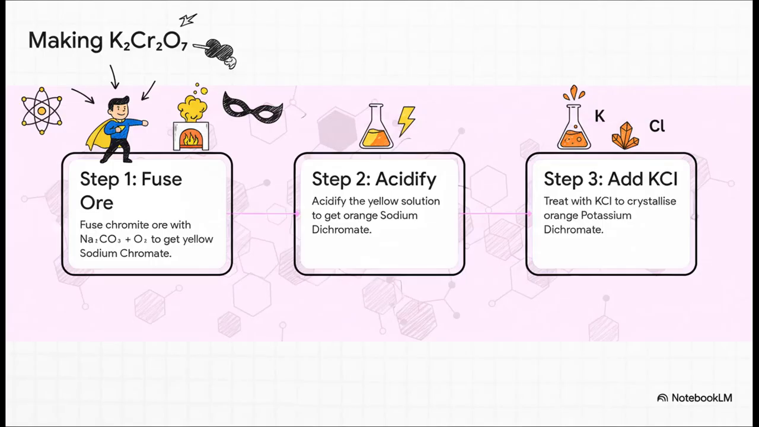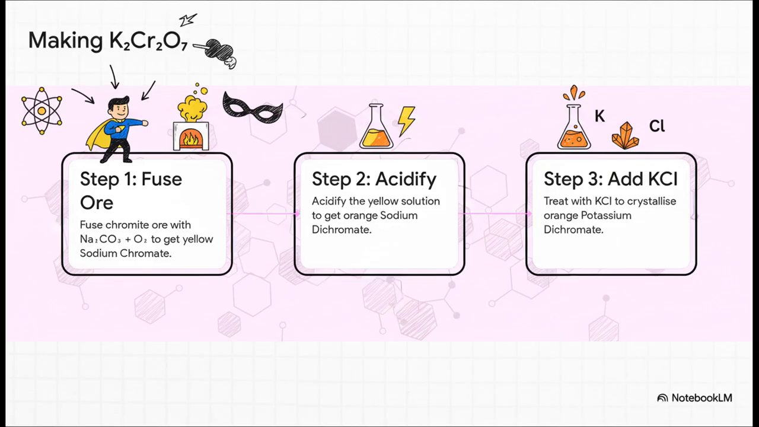First up, potassium dichromate. How do we make it? It's a simple 3-step recipe. You start with something called chromite ore. Step 1, you roast it with sodium carbonate, and you get a yellow-colored solution of sodium chromate. Step 2, you add some acid to this yellow solution, and it magically turns orange. This is sodium dichromate. And for the final step, you just add potassium chloride, and the beautiful orange crystals of potassium dichromate separate out. See?